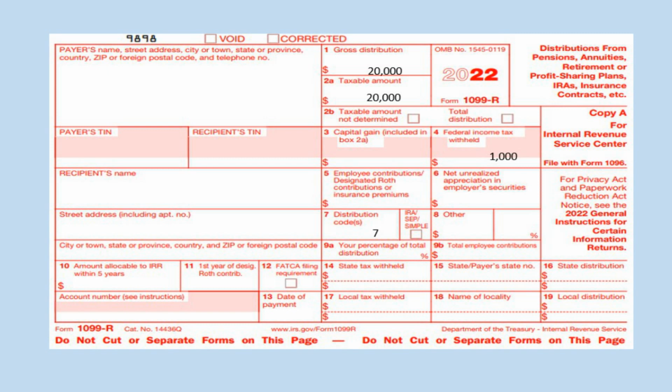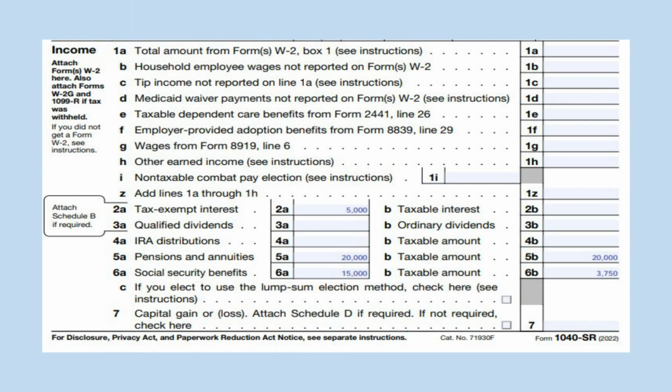In Box 7, you can see the distribution code. In our example, it is a 7. This stands for normal distribution. On line 6A, put your Social Security benefits. You can find this in Box 5 of your Form SSA 1099. In our example, it is $15,000.